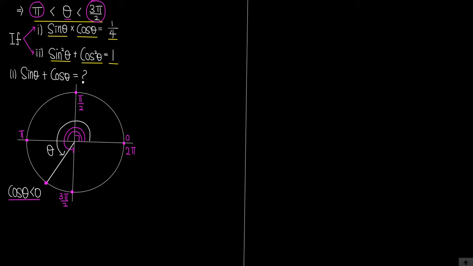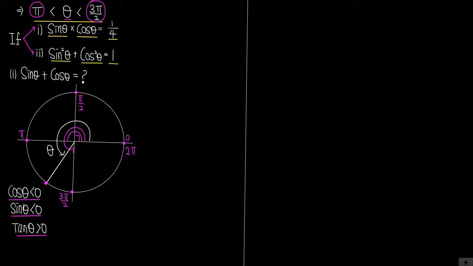The next value is the y coordinate, which is the sine theta. In the third quadrant, the y value is less than 0, so sine theta is going to be less than 0. And the last is tangent theta, which is the slope, sine theta over cosine theta. Where sine and cosine are both negative, tangent will be a positive value.